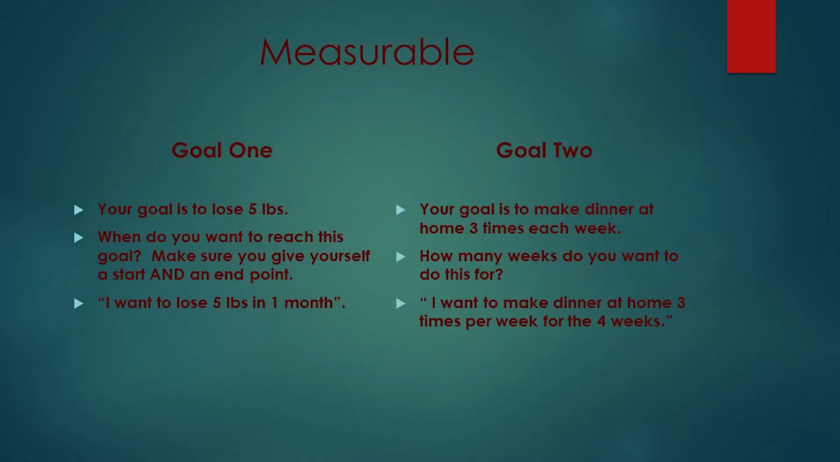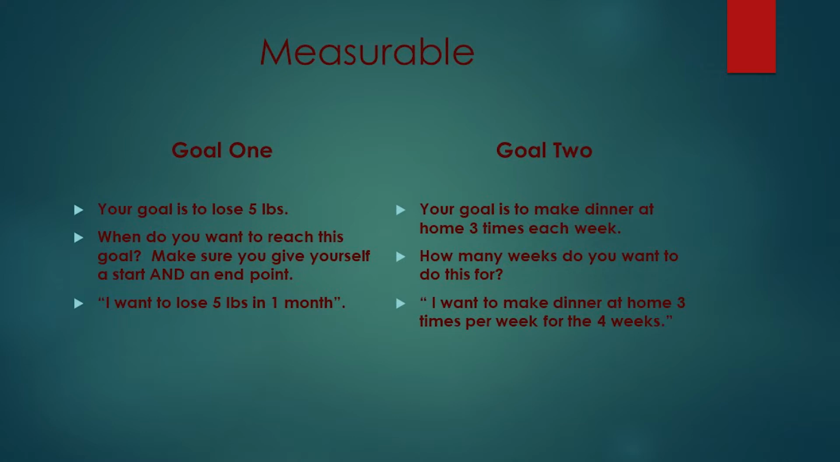So the next thing we need to do is we need to be able to measure our goal. So how do we do that? We have to set ourselves some guidelines or parameters so that we can measure our progress moving forward. So if your goal is to lose 5 pounds, next thing you want to do is, when do you want to reach this goal? You're not going to lose 5 pounds overnight, right? Okay, so when do you want to reach this goal? Okay, and you need to make sure that you have a start point and a stop point. So I want to lose 5 pounds in 1 month.